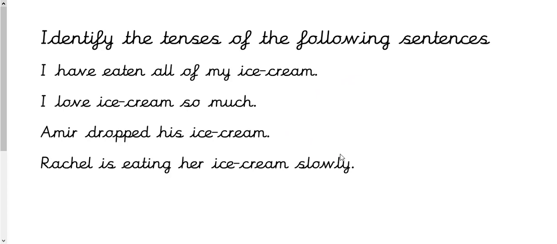So you've got, I have eaten all of my ice cream. I love ice cream so much. Amir dropped his ice cream. Rachel is eating her ice cream slowly. So all of the tenses that we've looked at so far, see if you can identify which one each sentence is. Pause the video now and have a go.